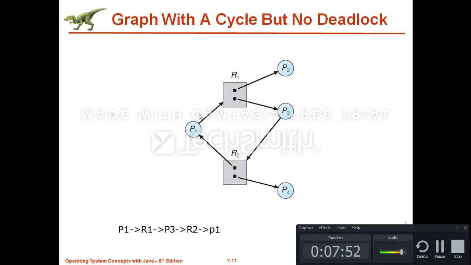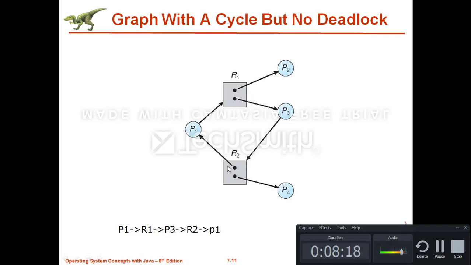So P1 is requesting resource R1. How many copies are available? 2 copies are available, but both are assigned to P2 and P3 already. So no instance is available, so P1 will go to the waiting state. Then P3, is it waiting for anybody? Yes, it is waiting for the resource R2, but R2 had 2 instances. Both instances, one is given to P1 and one to P4.